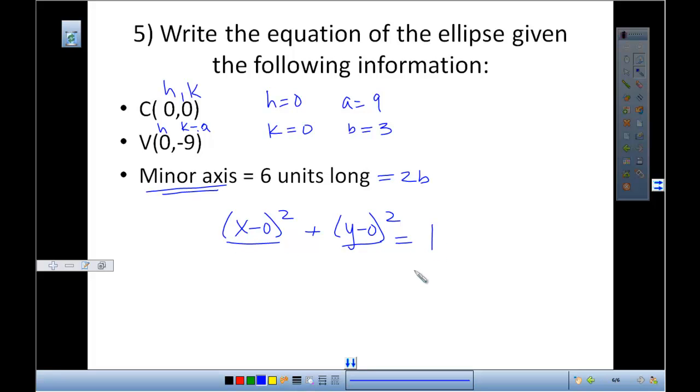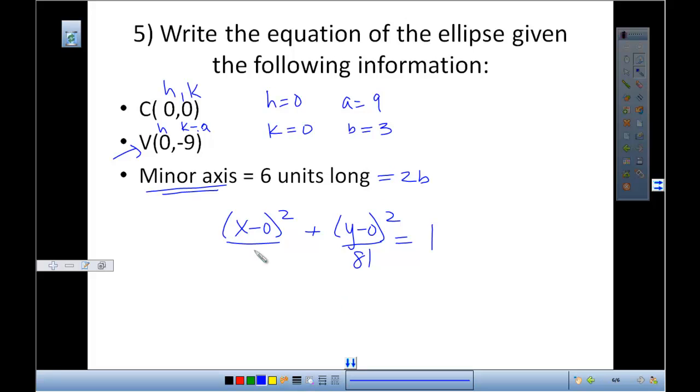Now, how do I know where the value for a squared and b squared is going to go underneath? It's all dependent on the vertex. We know the vertex is on the major axis. Which coordinate did we change in the vertex? We changed the y coordinate. That means a squared is going to have to go under the y coordinate. So 81, or a squared, is going to have to go under the y value.